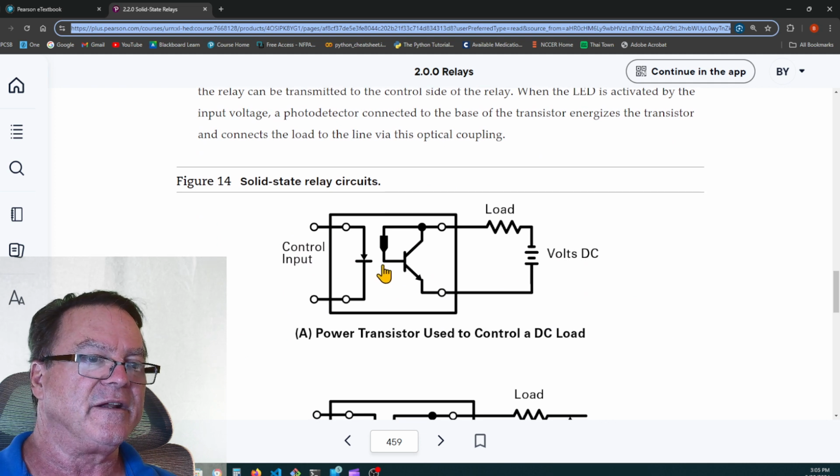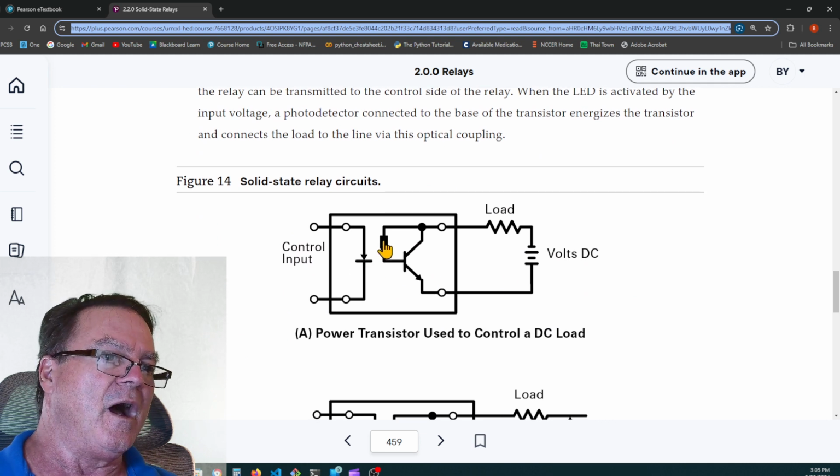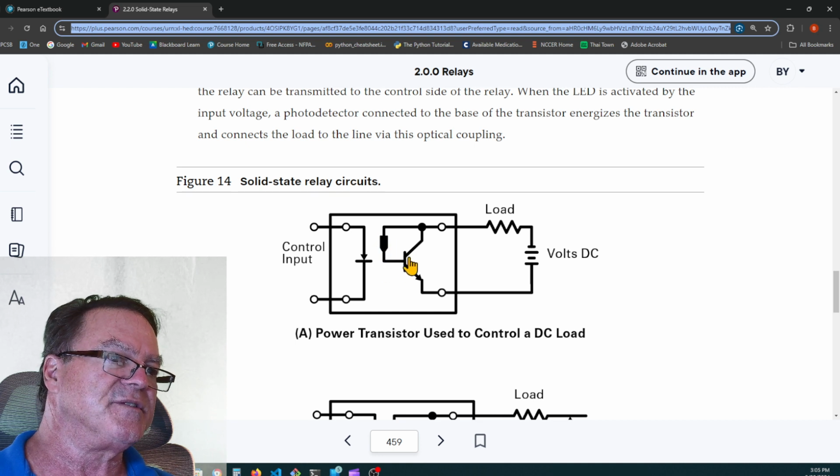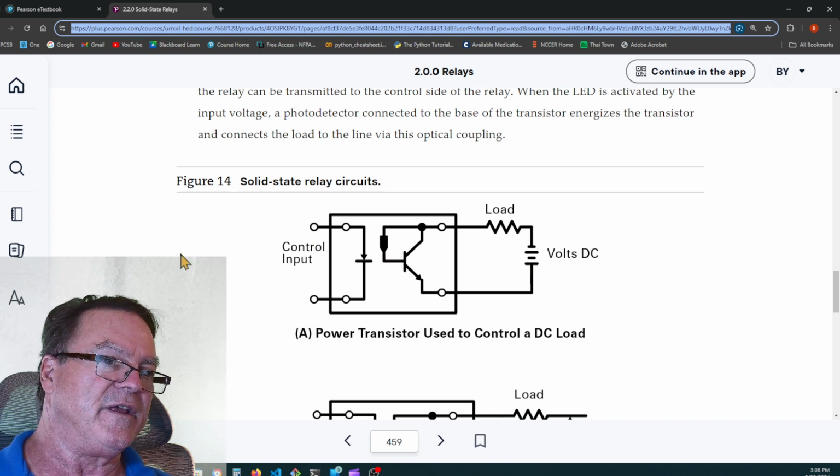Optical is light, isolated. So this would be the LED as the control input comes in. This light emitting diode would emit light on this opto transistor. This transistor operates when light hits this optical eye. It allows current to flow, and the current will flow through the base of the transistor, allowing current to flow from the emitter to the collector, and it turns on the load. Basically, it's isolating it from the back plane of the PLC.